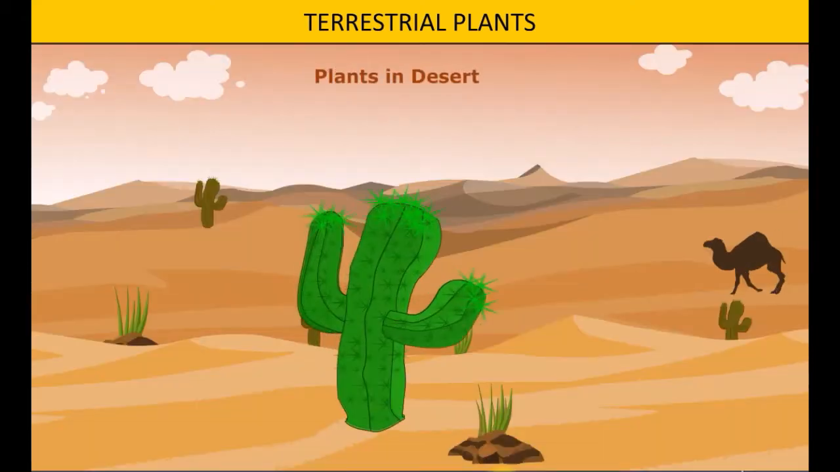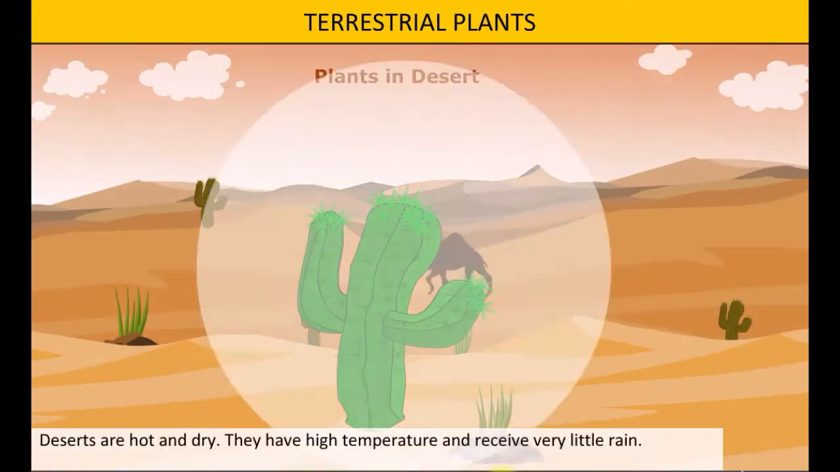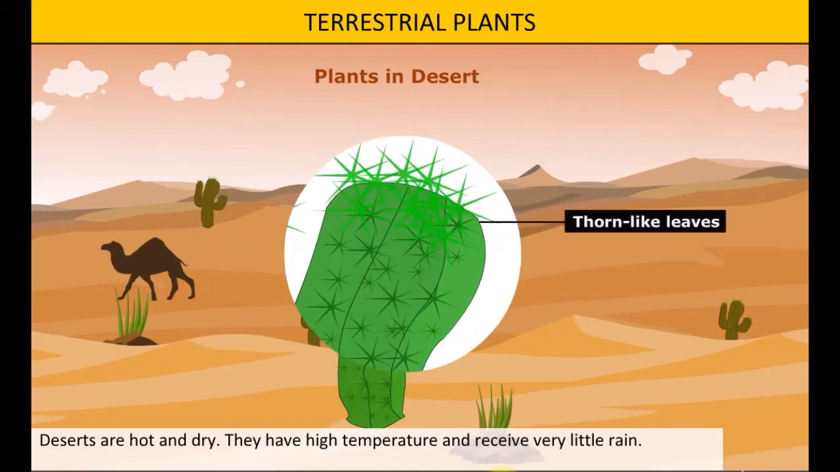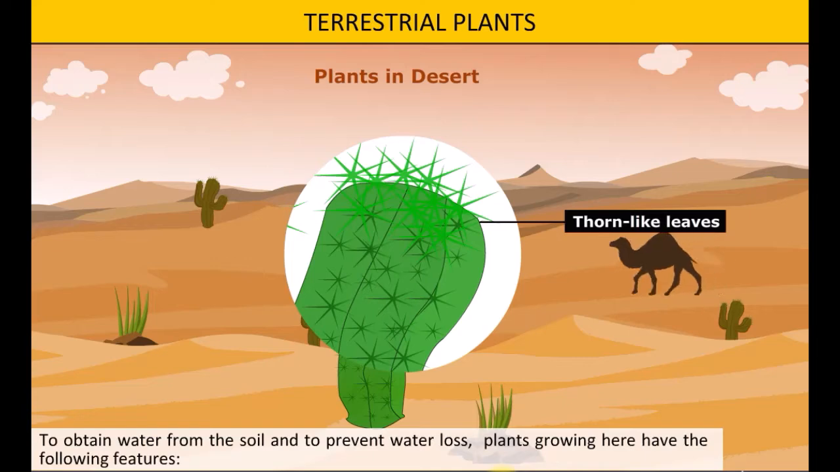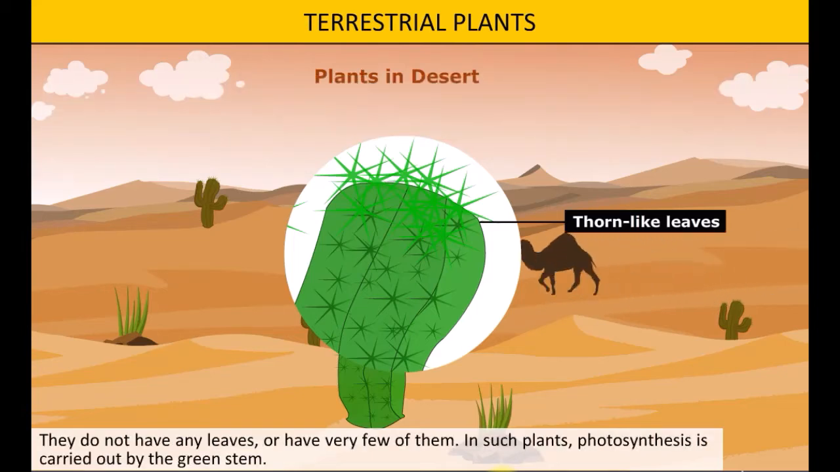Plants in deserts. Deserts are hot and dry. They have high temperature and receive very little rain. To obtain water from the soil and to prevent water loss, plants growing here have the following features. They do not have any leaves or have very few of them. In such plants, photosynthesis is carried out by the green stem.